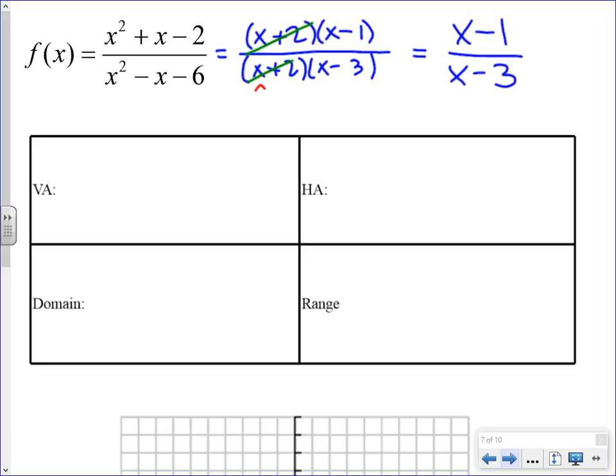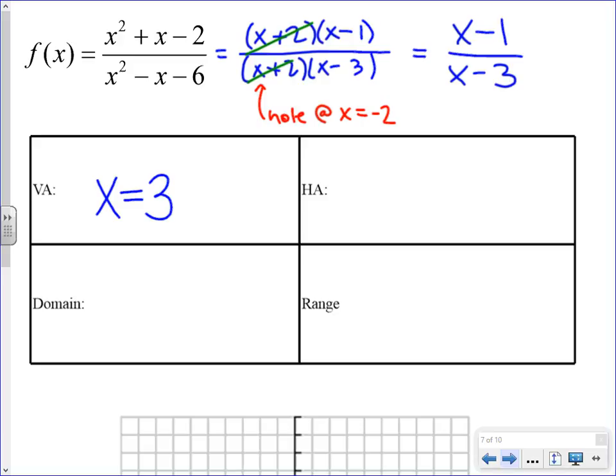We have a hole at x equals -2. Anytime you cross out factors to simplify, you will get a hole in your graph. Because we have an undefined value, we can't divide by 0, but we don't have a vertical asymptote. Okay? So we're going to look at this simplified function. Okay? Caroline, where is our vertical asymptote? 3. Good. X equals 3 is our vertical asymptote.